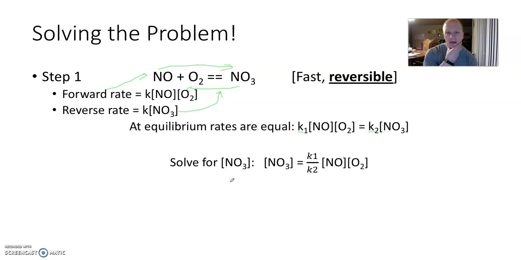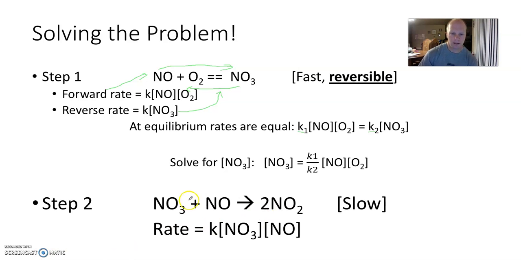Now we're going to solve for NO3. So I'm just going to divide both sides by K2, right? So now I know this. The concentration of NO3 is going to be equal to the ratio of the two rate constants times the concentration of NO times the concentration of O2. So there's where I start to set this up.